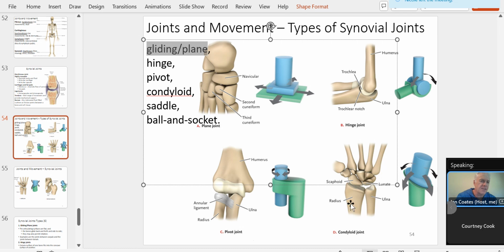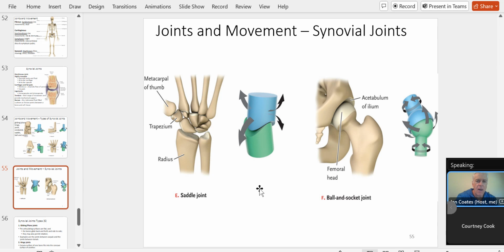I'm not so interested in the condyloid joint. Again, you're dealing with the small bones of the hands, and you can see its motion there. Saddle joint, where it sits like a saddle on a horse. It moves back and forth like this. There's your ball and socket. Love this one. You'll see it for sure.